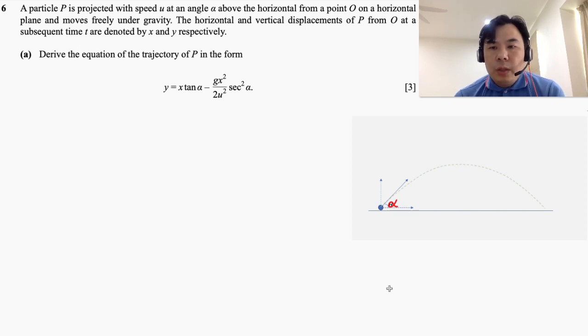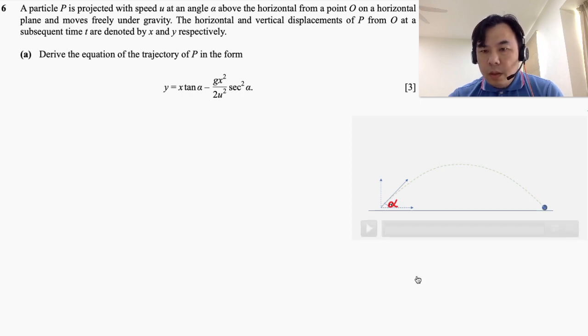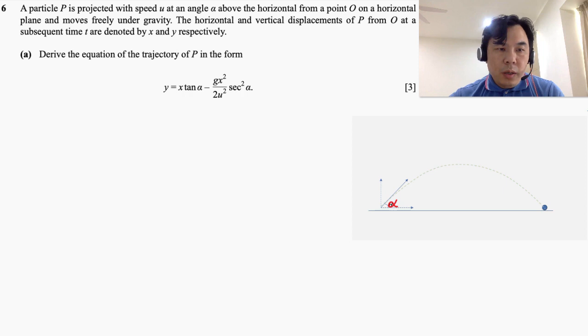So here we assume that there is no air resistance. The horizontal and vertical displacement of P at a subsequent time t are denoted as x and y respectively. We need to derive the trajectory equation for P with respect to x and y. Before that, let me roughly show you how it actually looks. So this is the projectile motion.